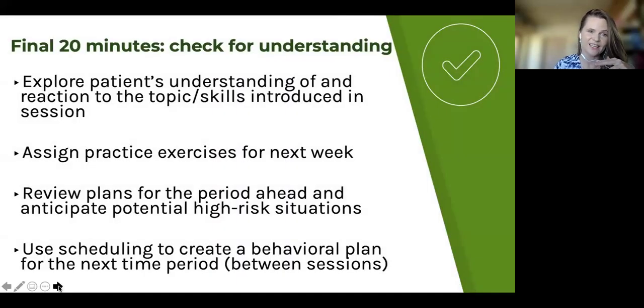Then in the third part, again, more comprehension check. You're really exploring, how do they understand this? What is their reaction to it? How does it fit with their understanding of how they're going to make progress? You're assigning the practice exercise for the next week in the context of, this is how you're going to make progress. This is how you're going to help yourself. And you're going to review the plan for the period ahead to identify potential high-risk situations. We'll talk more about that in a bit. And you're going to use a schedule to create a behavioral plan for the time between sessions in order to reduce the likelihood that they're going to run into high-risk situations.